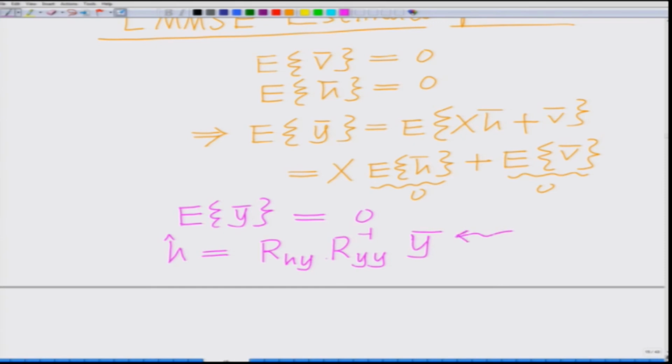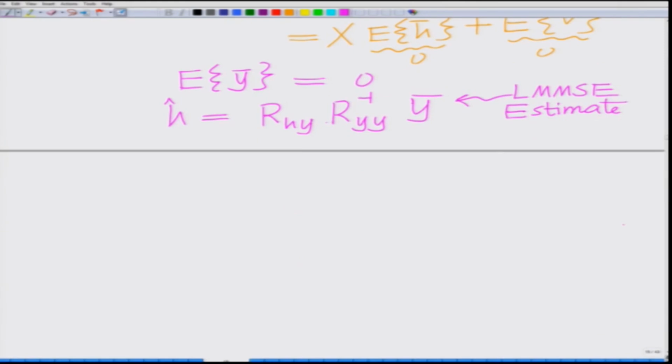This is the expression for the LMMSE estimate. So, now we have to find these two quantities. We have to find R H y and R y y and R y y inverse. So, now let us start with R y y.